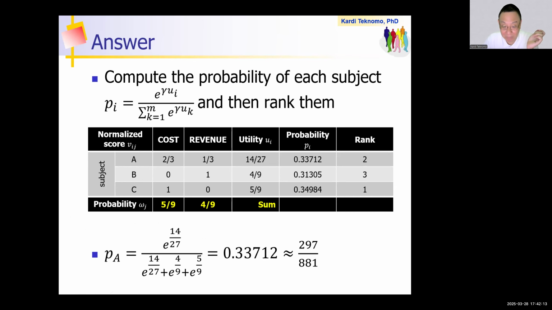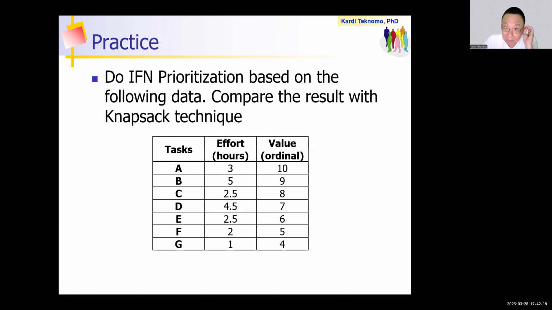If not, can you practice using this one? This is the one that you did last time using knapsack. Do you remember? You have effort and value, and you have 5, 6, 7 tasks. This is clearly 2D data. A while ago was actually 1D data, so you can compare this with the result of knapsack last time.